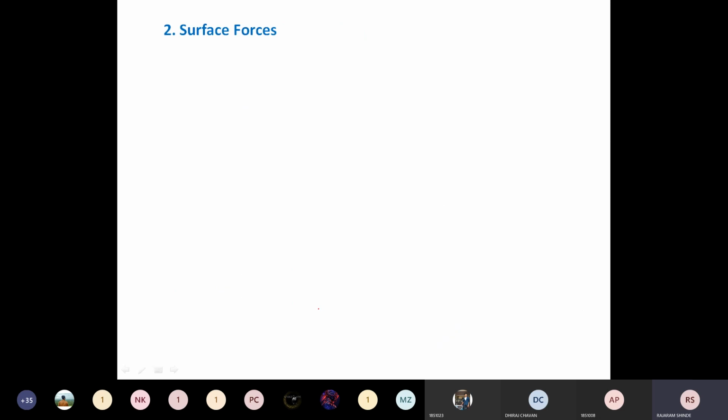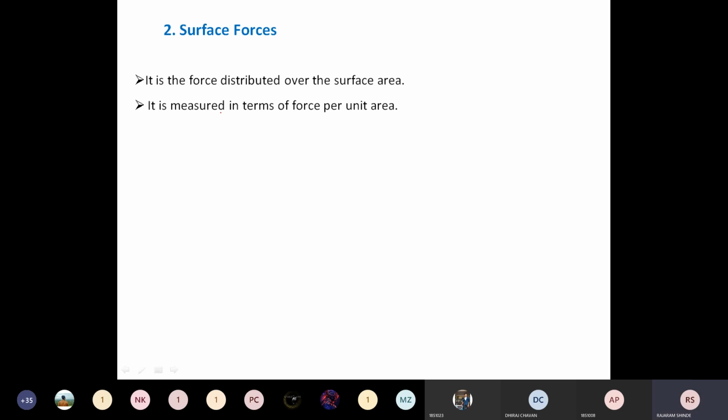Okay. Now the next force is surface force. Surface force is acting on the surface. That means it is uniformly distributed over the area. Therefore, it is the force distributed over the surface area. So it is measured in terms of force per unit area.